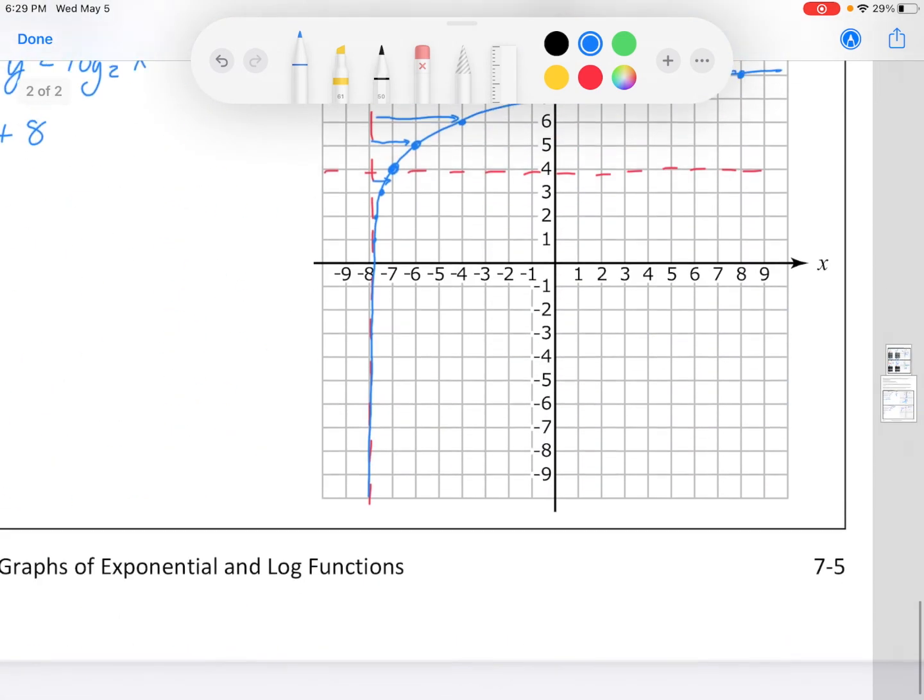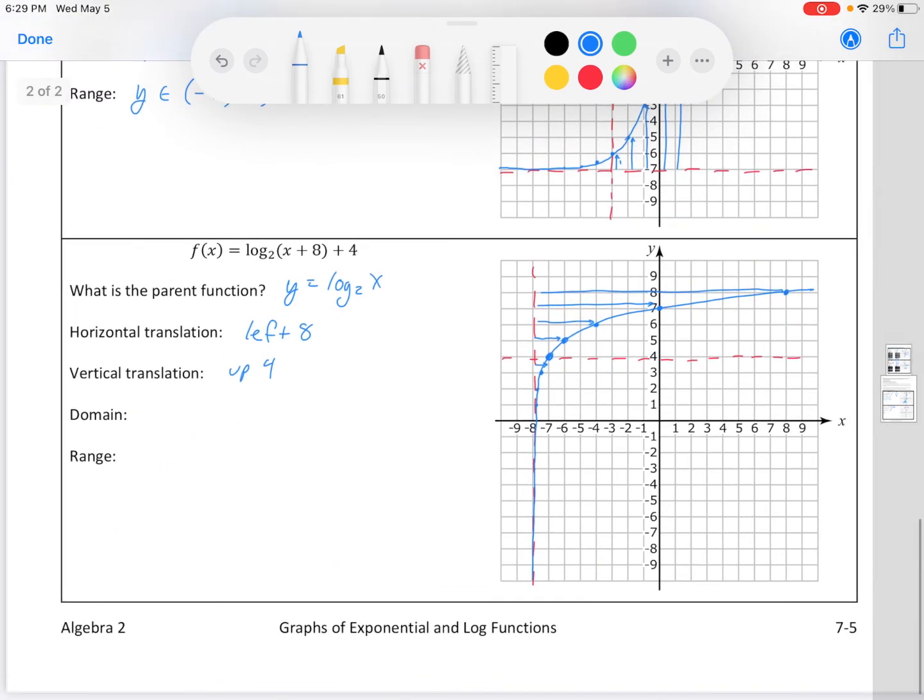So last thing to do is to discuss the domain and the range of this log function. So the domain of a log function is restricted. There's a leftmost point that it goes to. And the leftmost point of this log function is -8, but there's no limit on how far to the right this function goes, so infinity. The range can go infinitely down and infinitely up, so it's -infinity to +infinity.